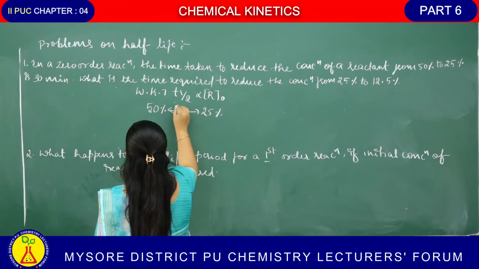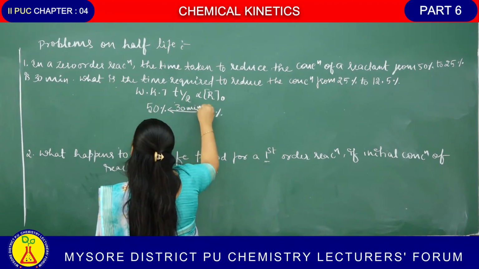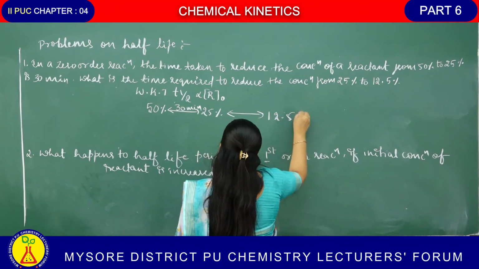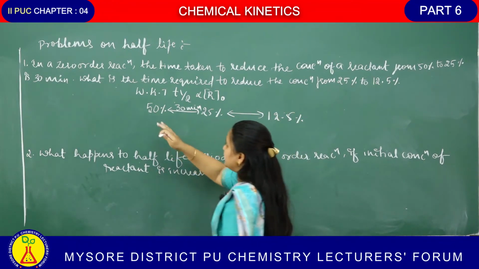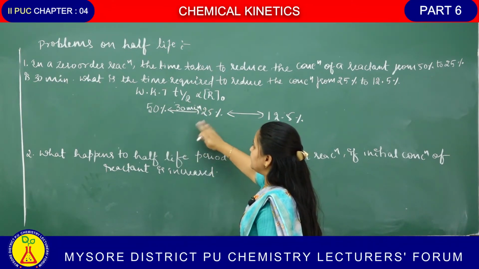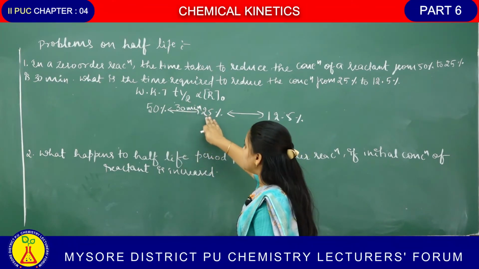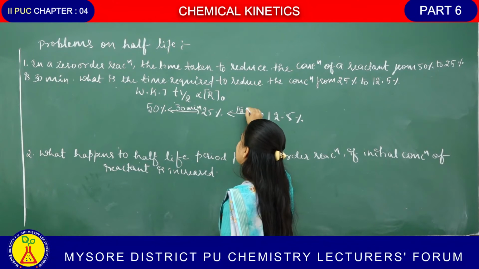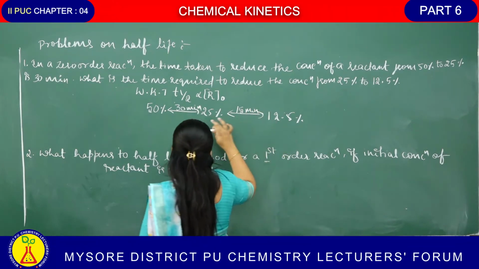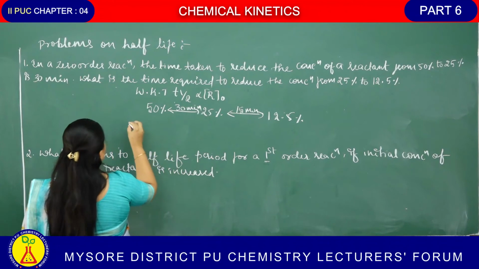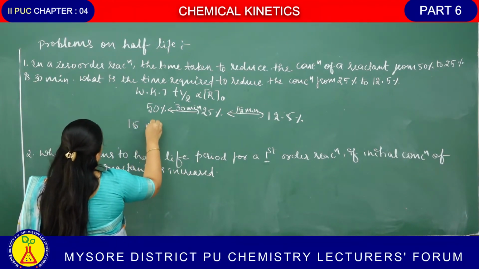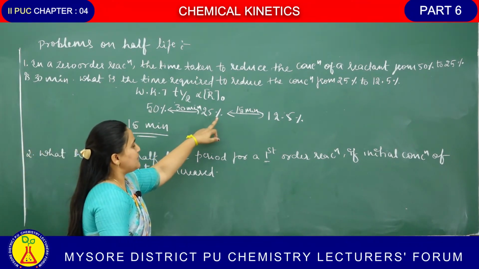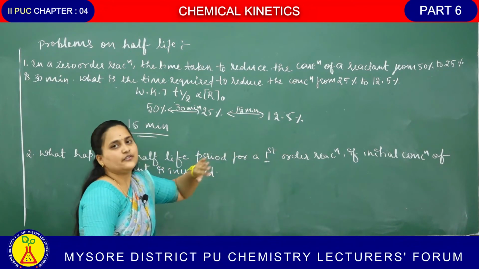First, 50% of the reactant gets reduced to 25%. What is the time taken? 30 minutes. In the same way, 25% of the reactant gets reduced to 12.5%. What is the time taken? 50 reduced to 25%, nearly half, takes 30 minutes. In the same way, 25 to 12.5, half of this, is 15 minutes. 15 minutes is the answer. 15 minutes is taken to reduce the 25% of the reactant concentration to 12.5%.